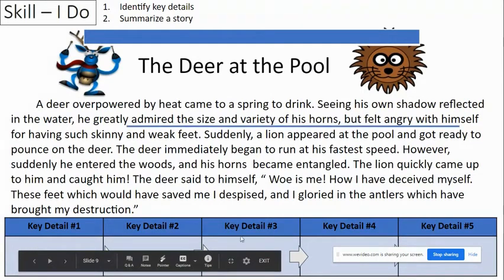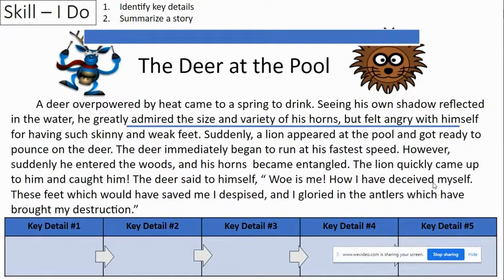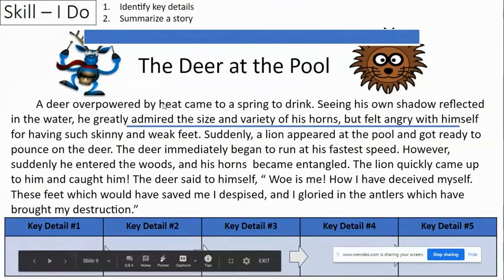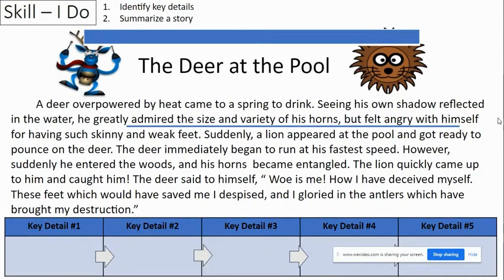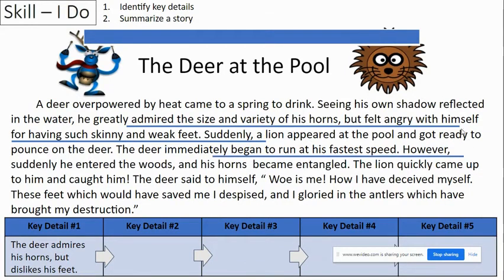Okay, for our next one, we have a story that we're going to read. After we read the story, I'm going to underline some things. It says that he admired the size of his horns, but felt angry with himself. So I'm going to put that down as detail 1. He was angry with himself for having skinny and weak feet. So he admires his horns, but dislikes his feet. Those are details that are going to help me determine the text structure and summarize this story.